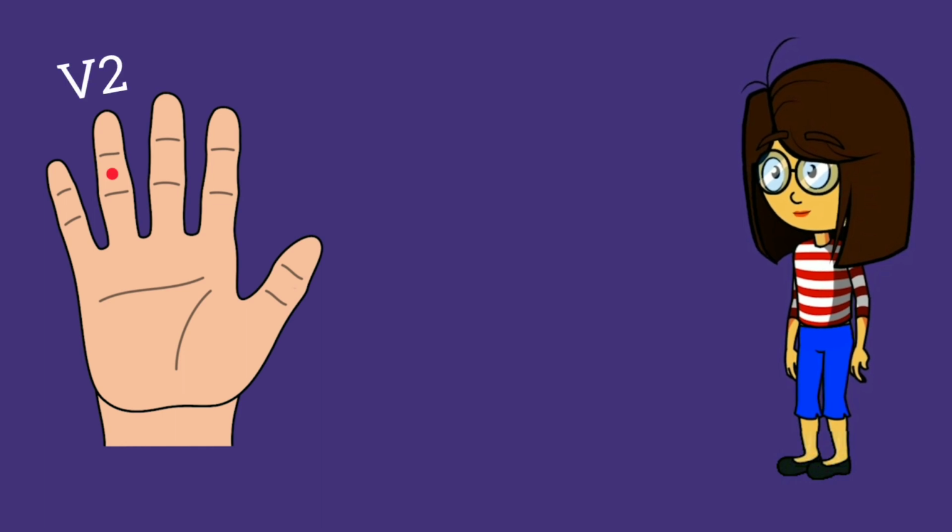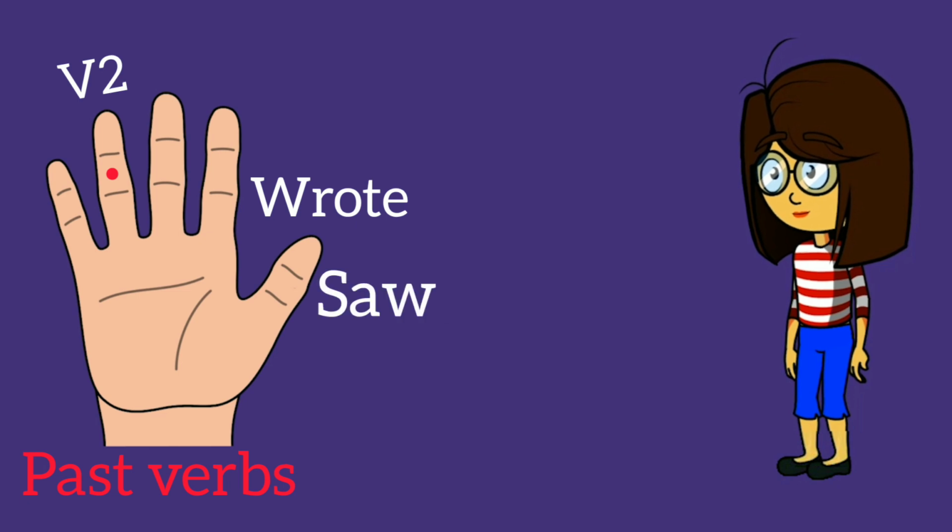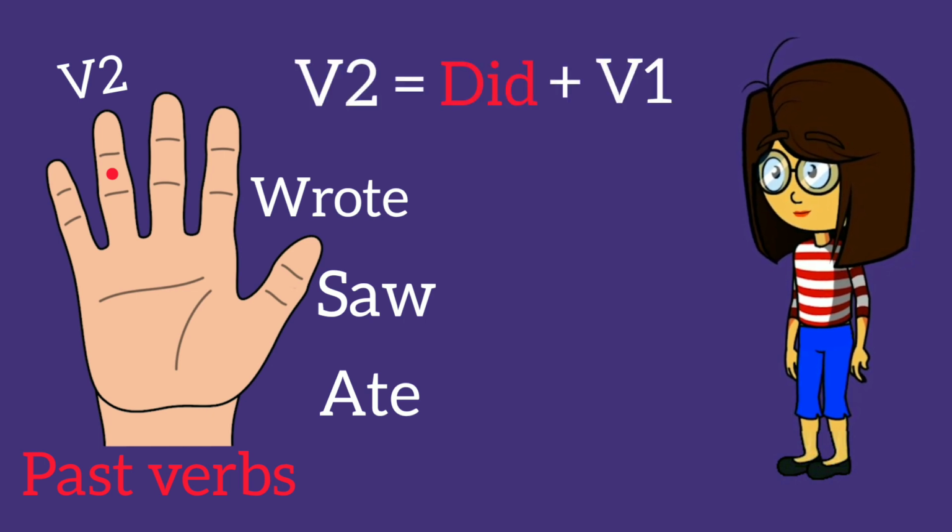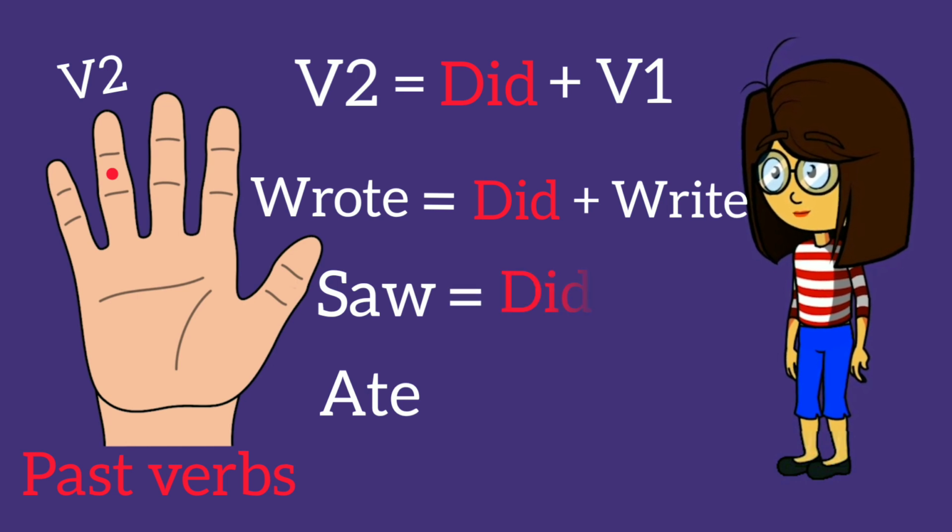Next, V2 is the past form of the verbs: wrote, saw, ate, etc. V2 can be written as V2 is equal to did plus V1. Every second form of the verb has did in it. For example, wrote is equal to did plus write. Saw is equal to did plus see. Ate is equal to did plus eat.